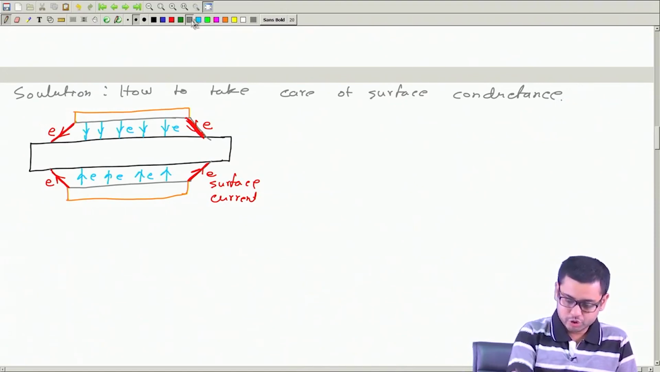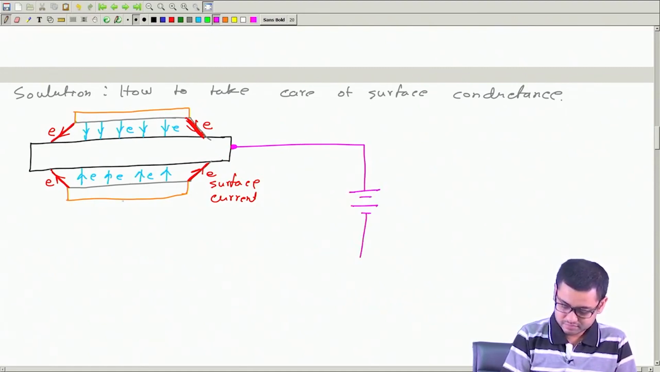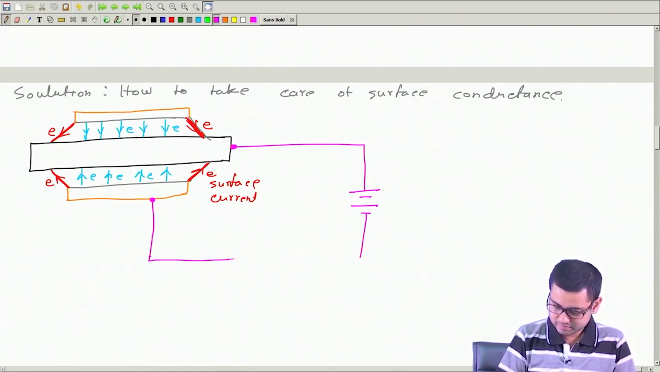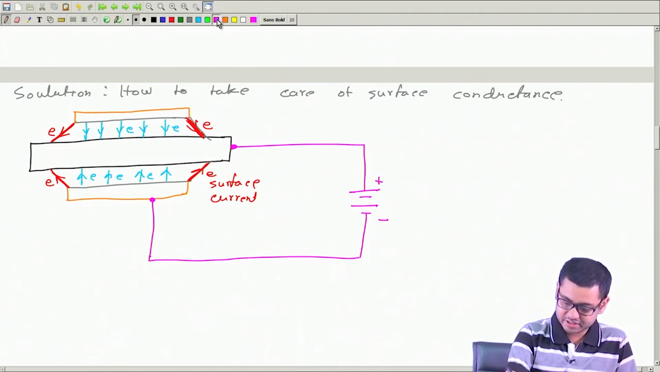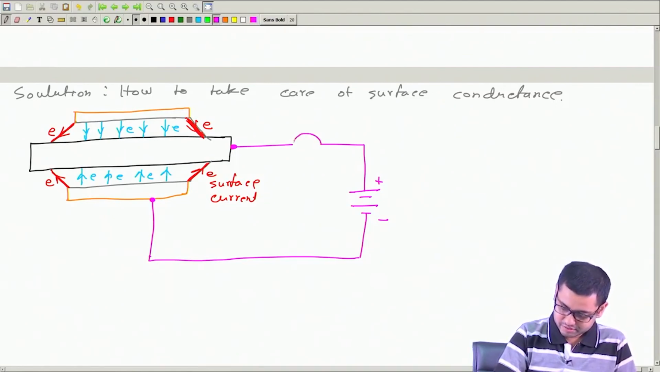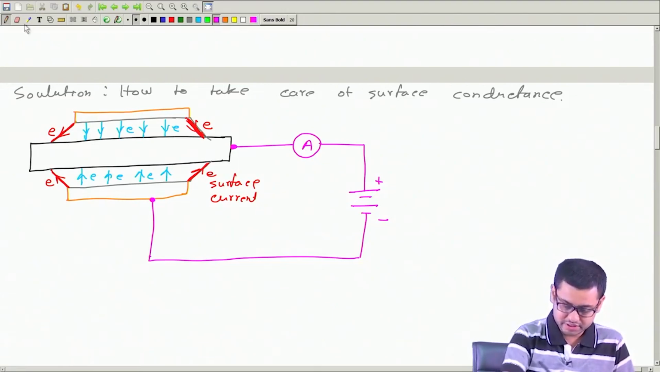Okay. So what we will do, we will connect a voltage source between this, okay, and we have to measure the current. The solution is very simple actually. So we have an ammeter. Now, what we will do is this.